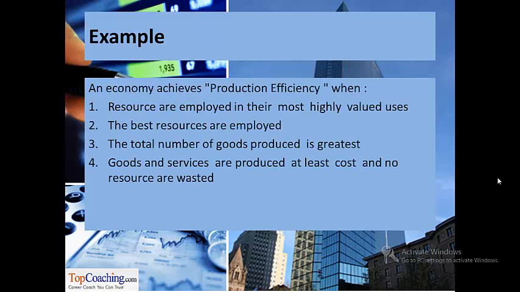Let's take an example just to check how much we have grasped in this session. So another question comes for you. An economy achieves production efficiency when, there are 4 choices, out of which one is correct. The first choice says resources are employed in their most highly valued uses. Second option, the best resources are employed. Third option, the total number of goods produced is greatest. And fourth is goods and services are produced at least cost and no resource is wasted. Any guesses for the correct option?